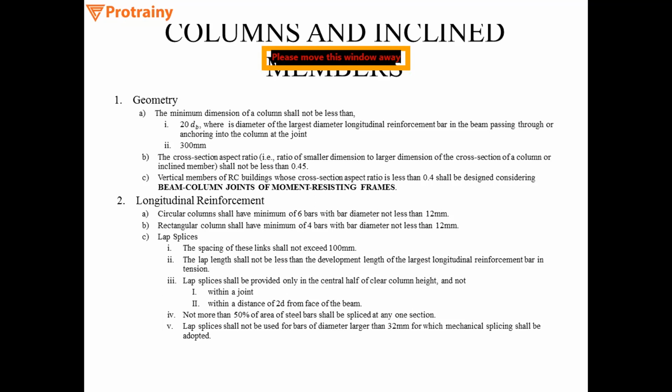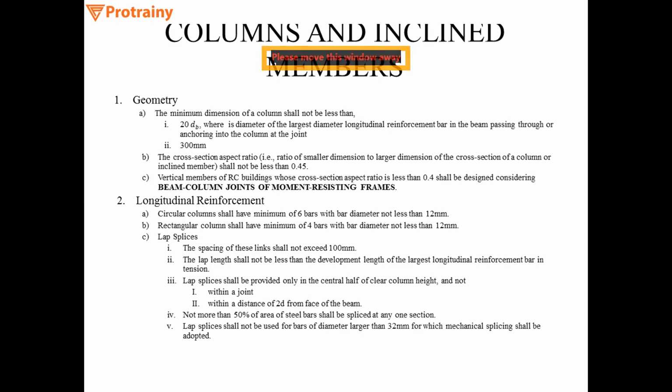Coming to the third point, lap splicing within the column or the inclined member. The first point is that the spacing of these links should not exceed 100 mm. And another point, like within the beam, the spacing between the links was 150 mm, and within the column it is 100 mm.